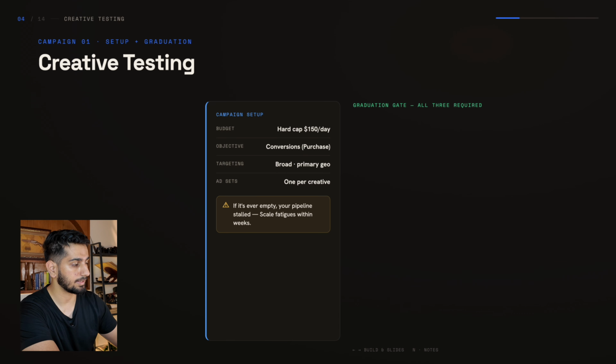Now, that is the setup of the first campaign, creative testing. Again, what should be in this campaign is, as it says, just new creatives. Every week, you want to push new creatives into this campaign. You want to make sure this campaign is always fed regularly with new creatives. Now, that is the setup.